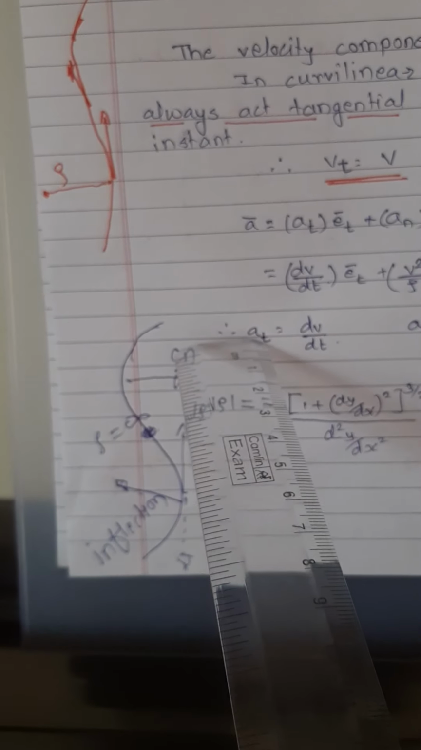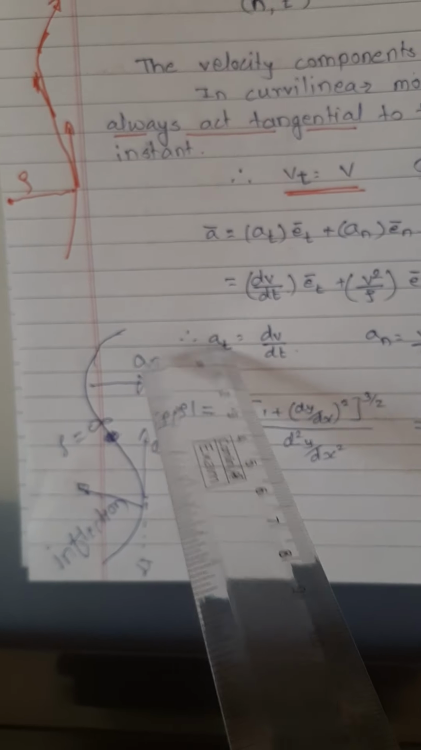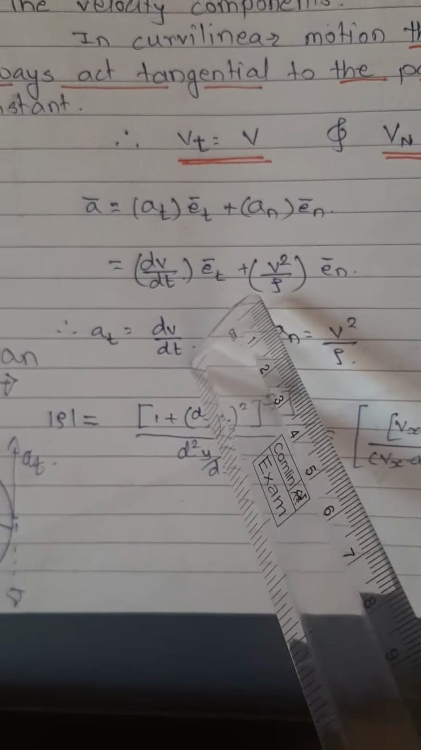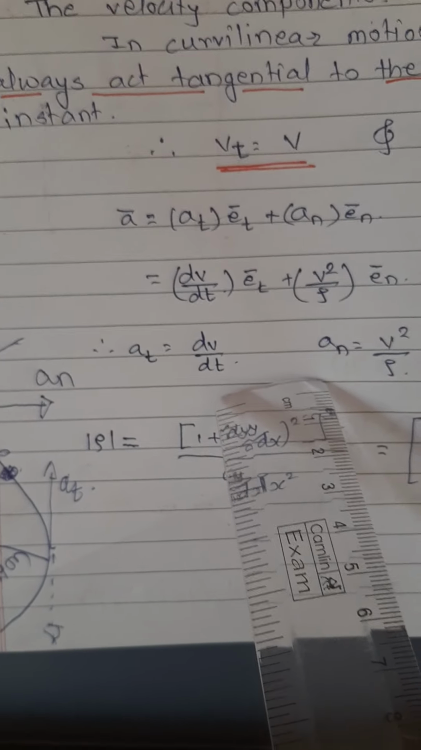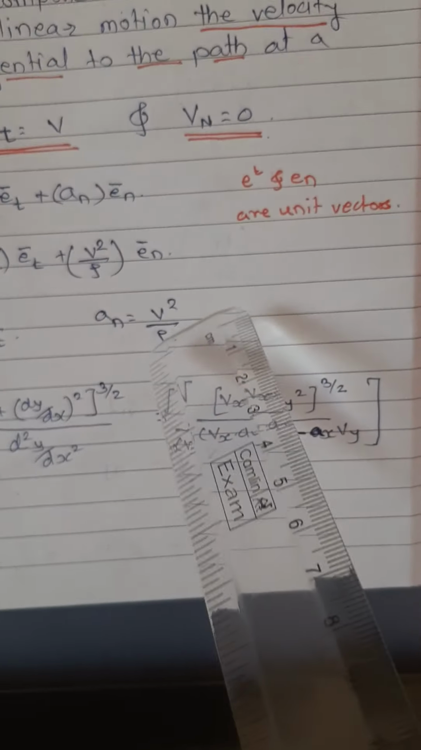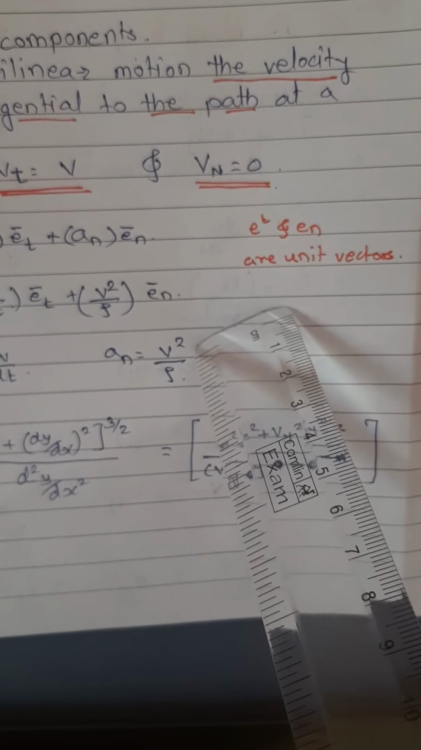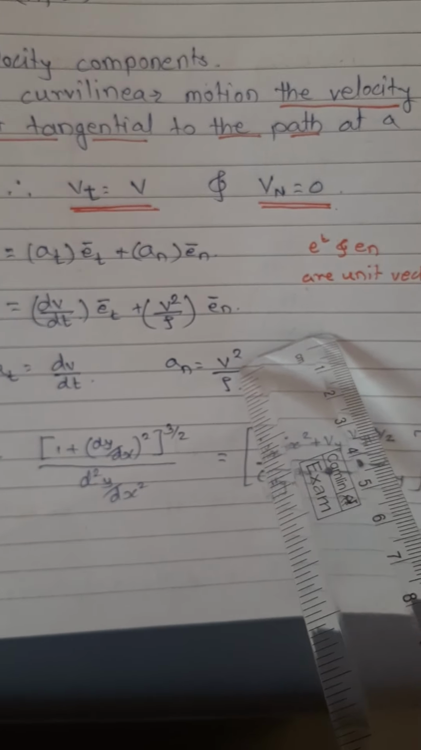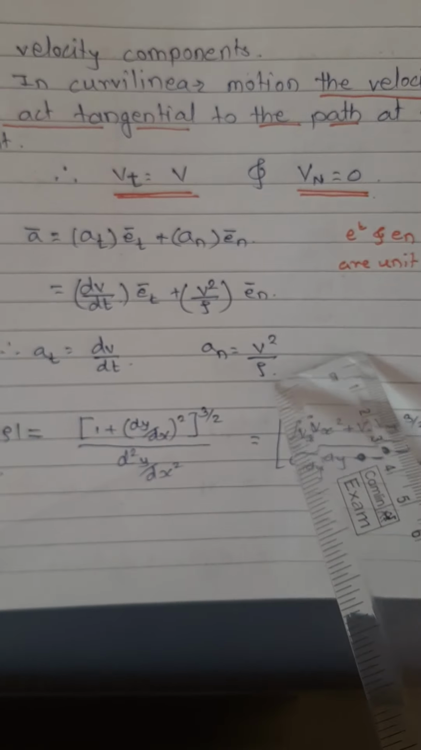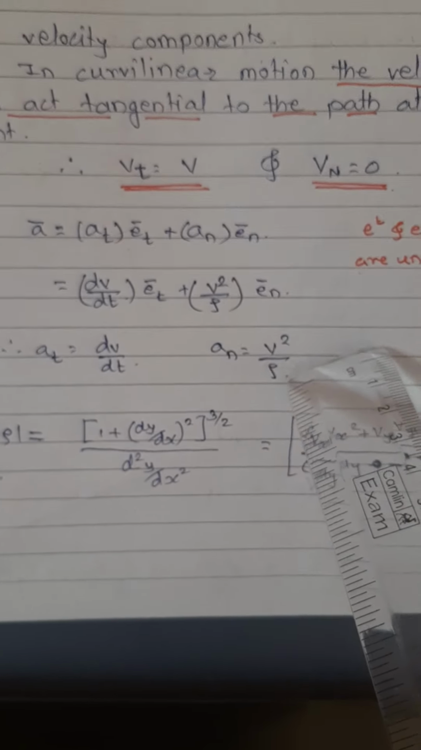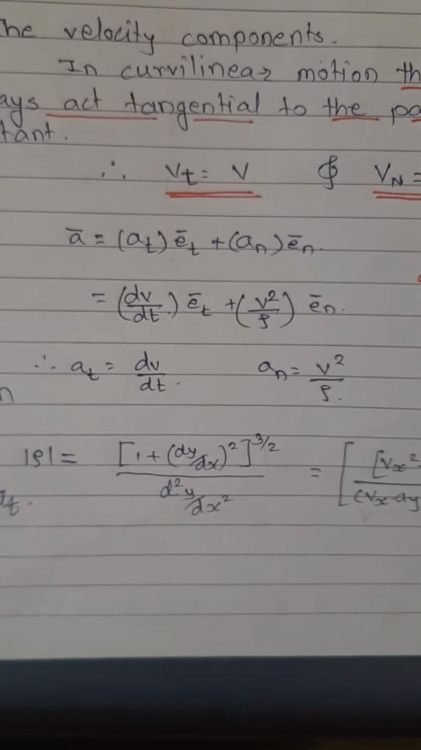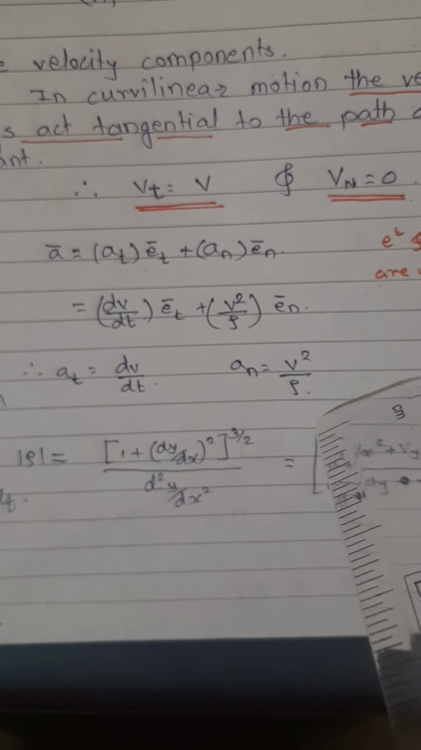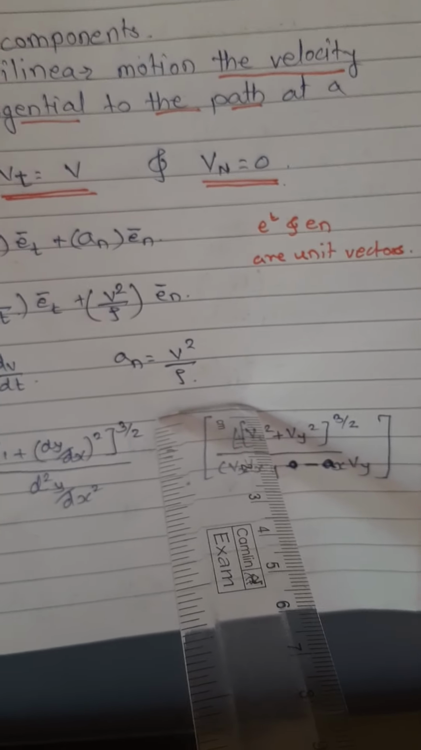Therefore, a_t will be equal to the differentiation of velocity, dv by dt, and a_n will be equal to the magnitude of the velocity squared divided by the radius of curvature at that particular instant. Dear friends, how to find the radius of curvature?